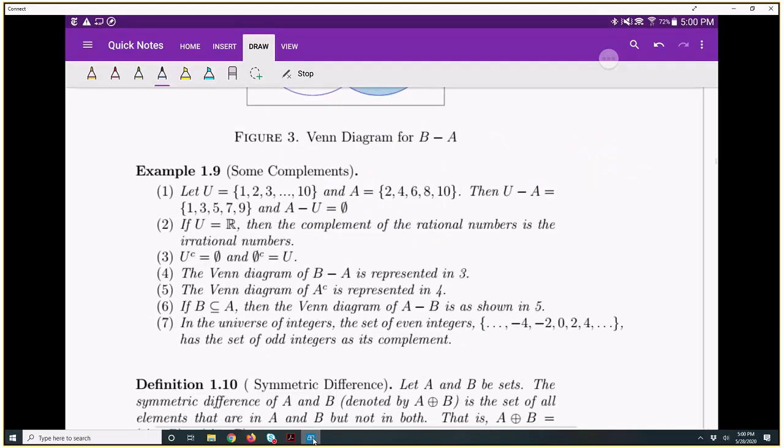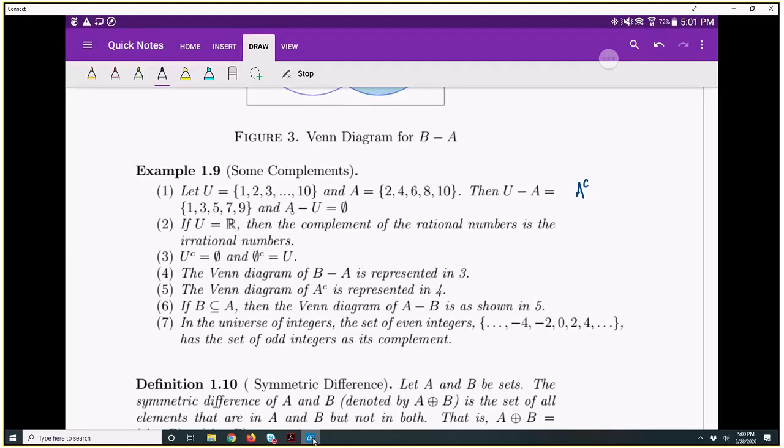So here are some examples of some complements. If we have the universal set of integers 1 through 10, and the set A is 2, 4, 6, 8, and 10, the even integers, then U minus A, which is a complement, is just going to be 1, 3, 5, 7, and 9, the odd integers.